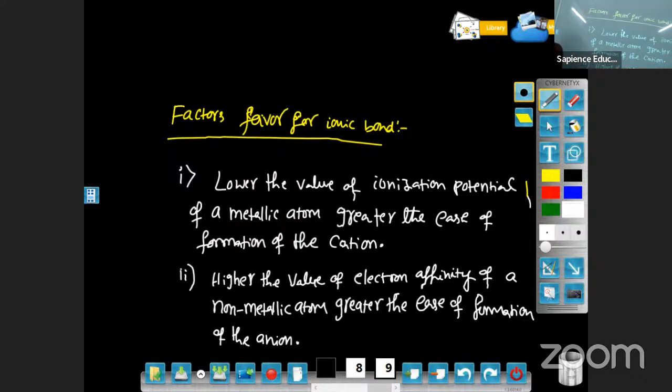That is cation. What about anion? Fluorine, chlorine, they form anions, right?